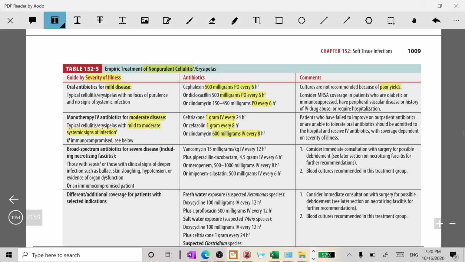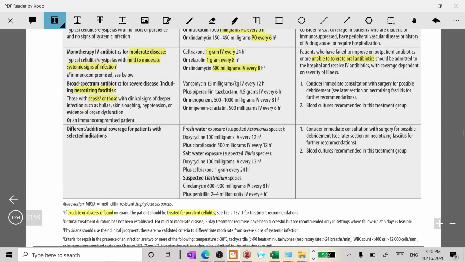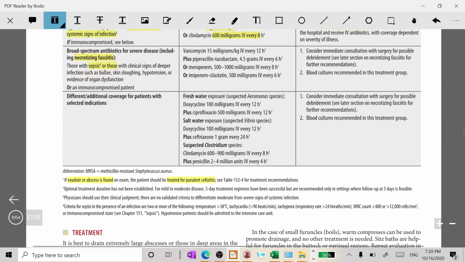Patients who have failed to improve on outpatient antibiotics, or are unable to tolerate oral antibiotics, should be admitted to the hospital and receive IV antibiotics with coverage dependent on severity of illness. Now coming to severe disease, including necrotizing fasciitis: broad-spectrum antibiotics for severe disease, those with sepsis. Sepsis is defined by SIRS criteria: in the presence of infection, two or more of the following: temperature more than 38 degrees centigrade, tachycardia more than 90, tachypnea more than 24, WBC less than or equal to 4,000 or more than or equal to 12,000, or immunocompromised state.